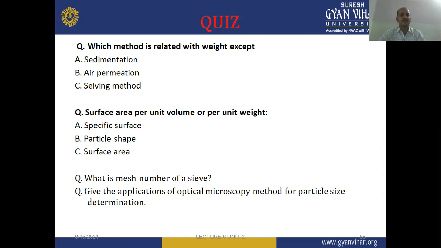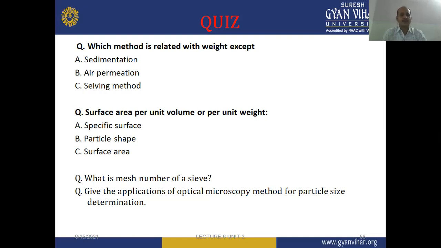The next one is, the surface area per unit volume or per unit weight is known as. As we discussed so many times in today's lecture and our previous lectures also, what is the specific term which is used to define surface area per unit volume or per unit weight? A option is specific surface. B option is the particle shape. C option is surface area. So we have to tick the correct option for this question.